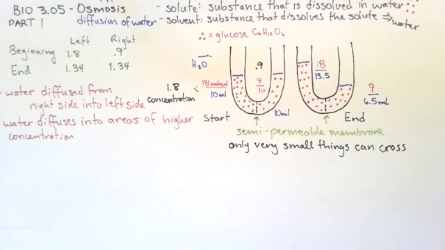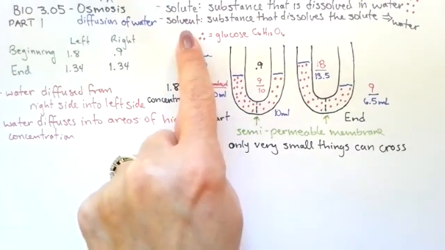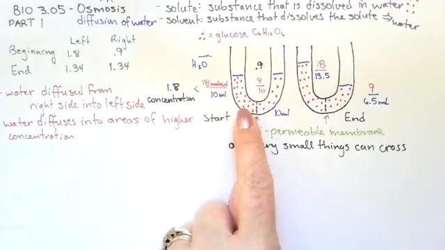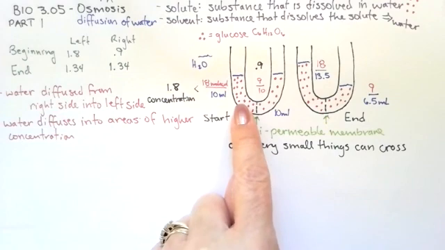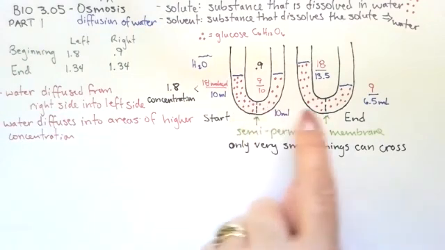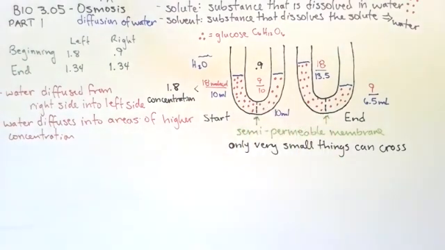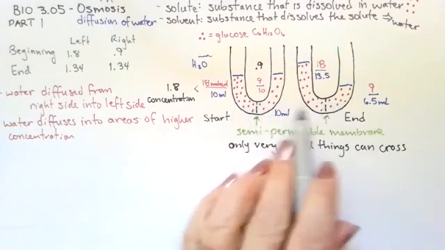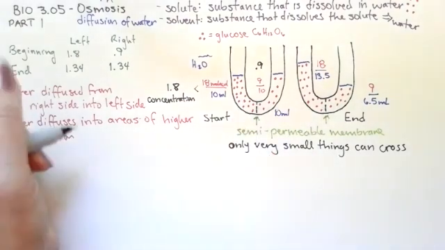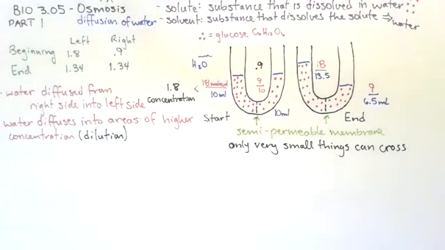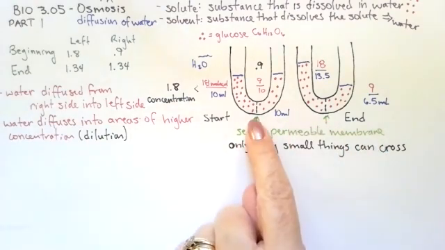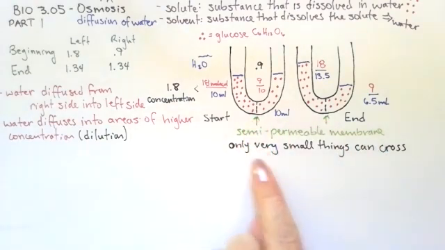So our takeaways are that water's the solvent, and in this case, glucose was my solute. Water will diffuse to where the solute is more concentrated in order to dilute it. So the word we want to use here is diluted. We diluted this side of the concentration. And this has some specific applications for cells. Also, we talked about the fact that there's a semi-permeable membrane here, and cell membranes are semi-permeable.